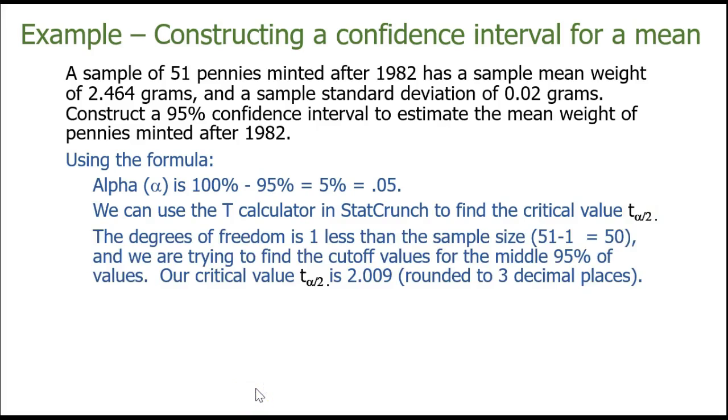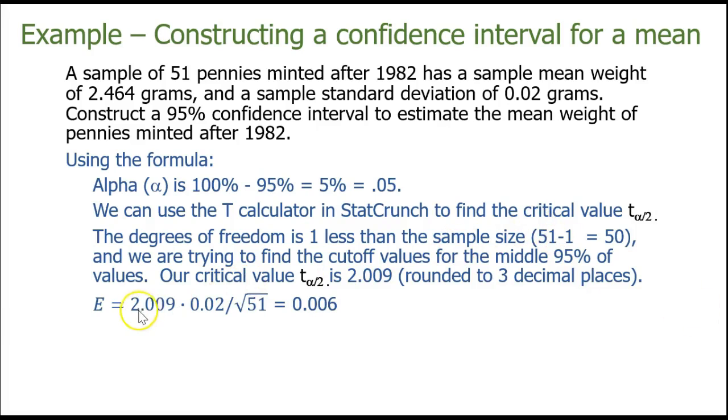To use that t calculator, we need to know the degrees of freedom. That's going to be 1 less than the sample size. Our sample size was 51, so if we subtract 1 from that, we get our degrees of freedom of 50. What we're trying to do is find the cutoff values for the middle 95% of values, since we've got a 95% confidence level. If we do that in Statcrunch, we come out with a critical value of 2.009 if we round it to 3 decimal places.